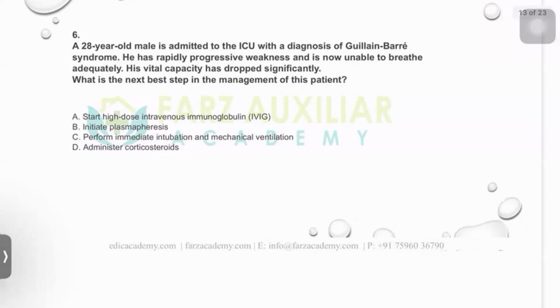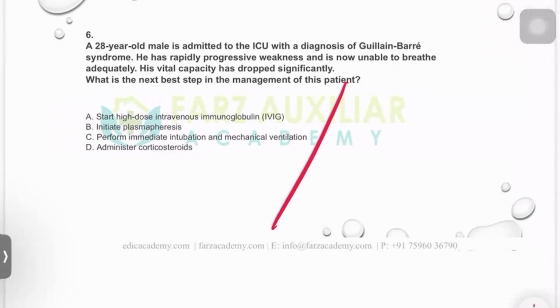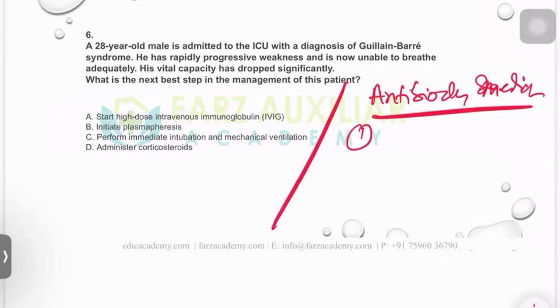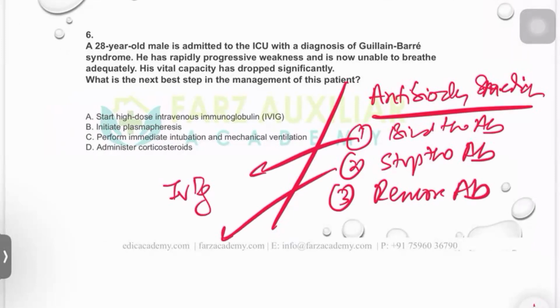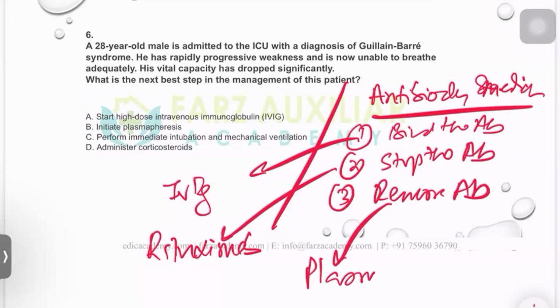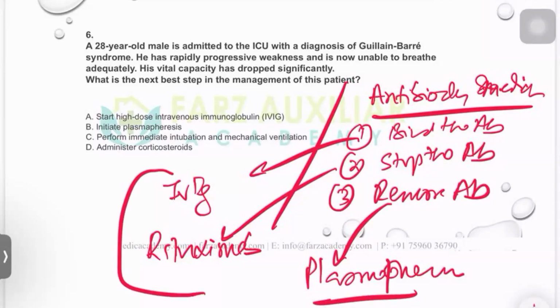Plasmapheresis. Very good. So basically it is an antibody mediated damage. Either you bind the antibody, or you stop the antibody, or you remove the antibody. Bind the antibody is IVIG. Stop the antibody is rituximab. Remove the antibody is plasmapheresis. You can use steroids also. That will do the same job as rituximab, but in a much less effective format.